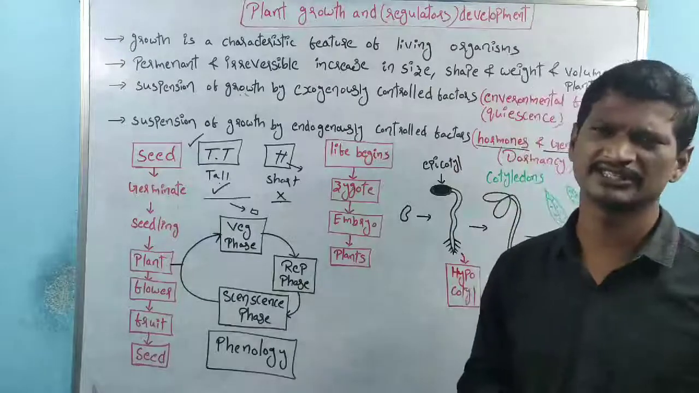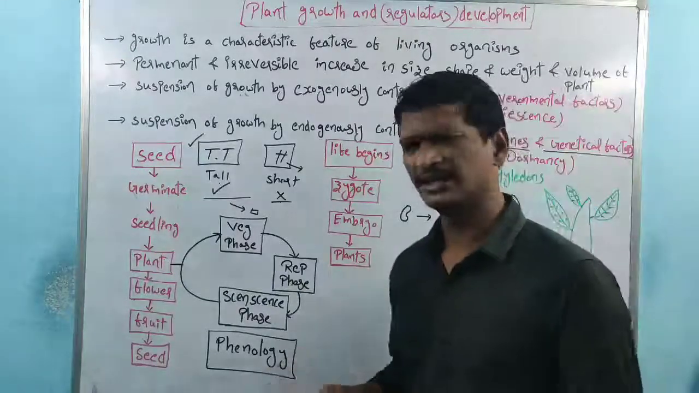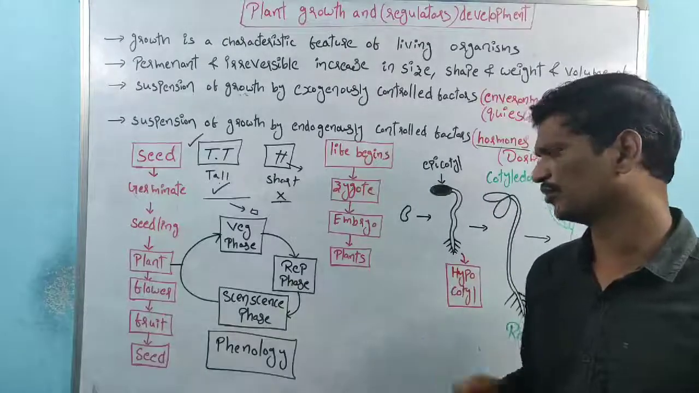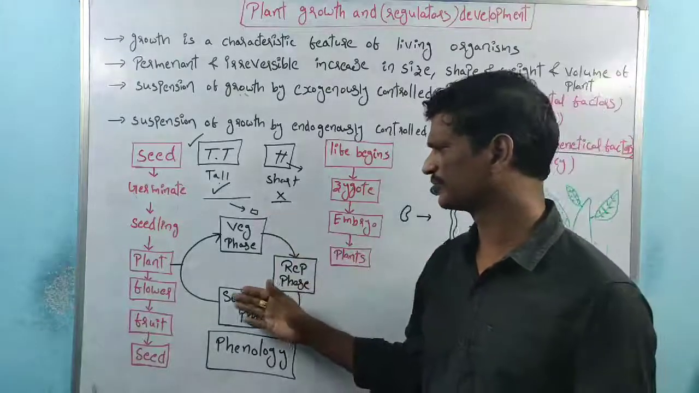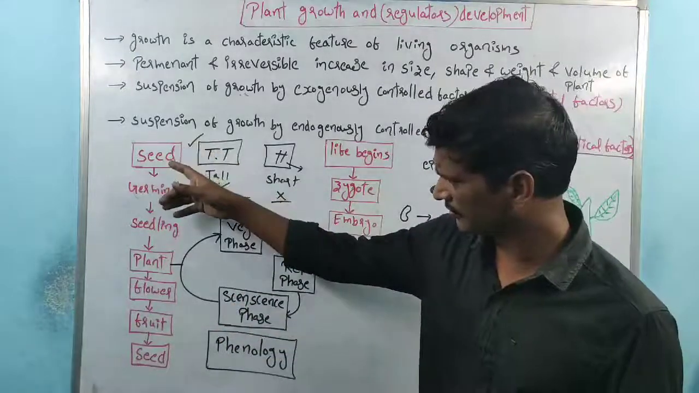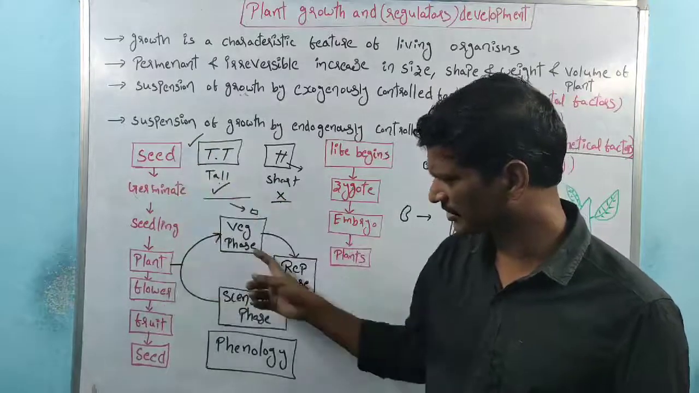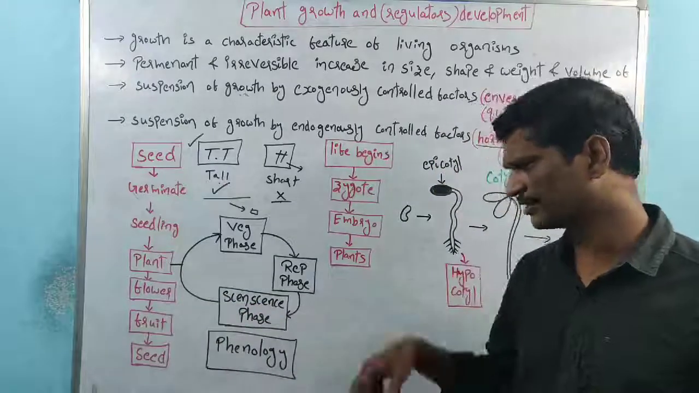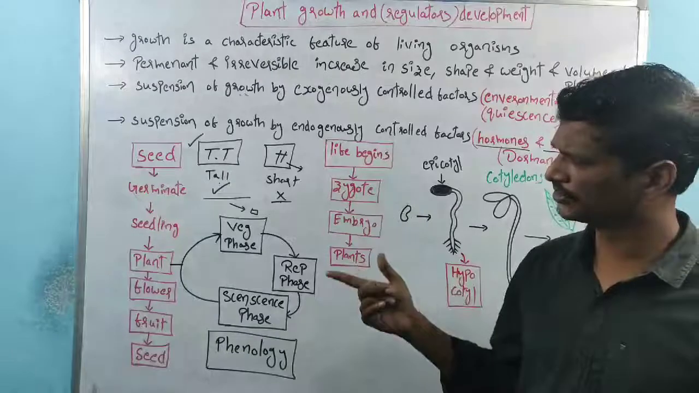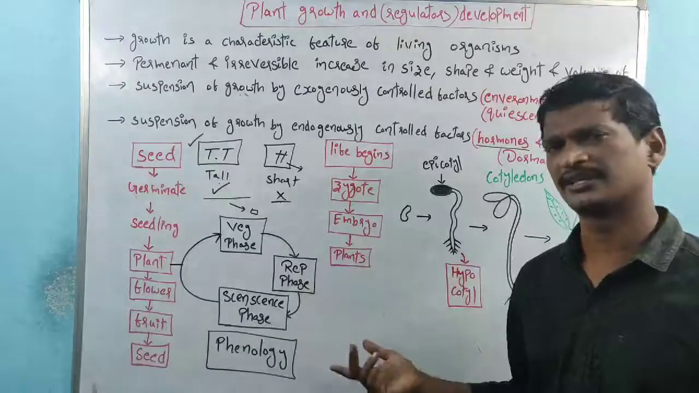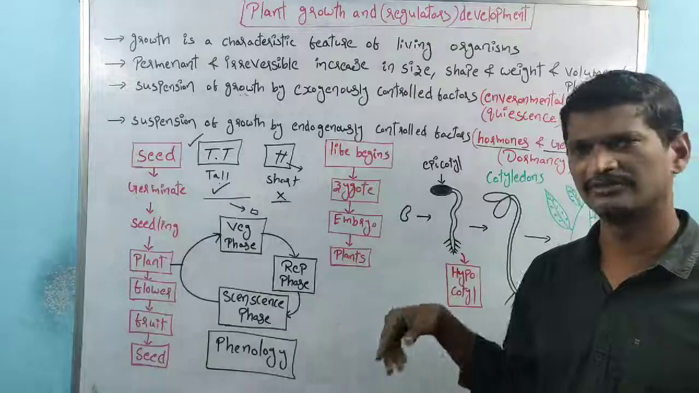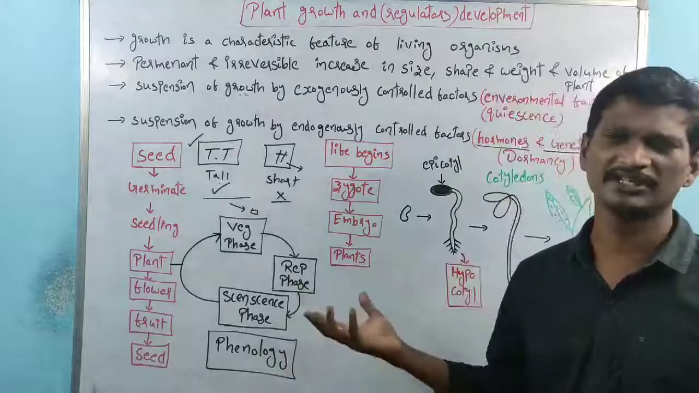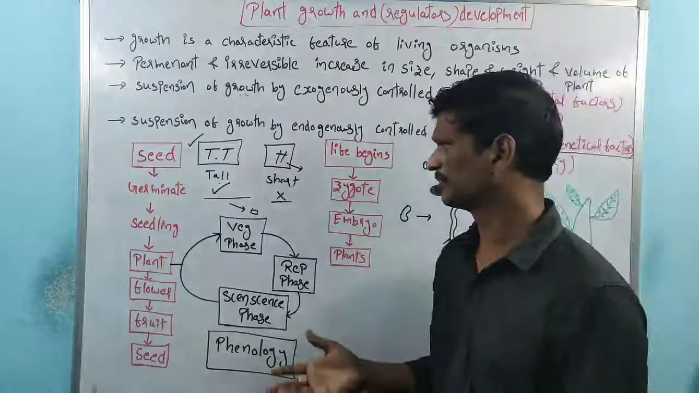Senescence phase means old age. When the plant's lifespan is completed, the plant enters the senescence phase. This is also called old age, right? So this is about the life cycle. See, it started with the seed, right? Then the plant, and these are the phases, and the flower production takes place. The flowers develop into the fruit, and again produce the seed. So the life cycle of the plant started with the seed and ended with the seed. Right? So that is about the life cycle.